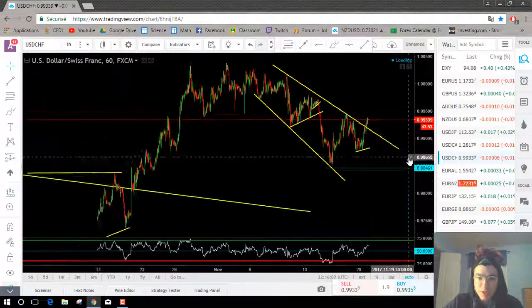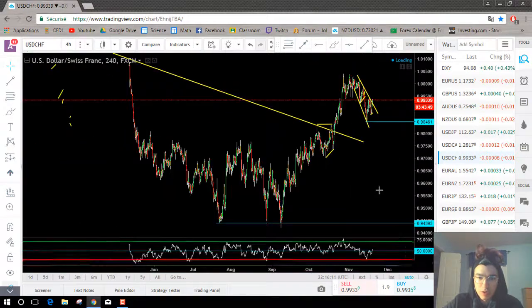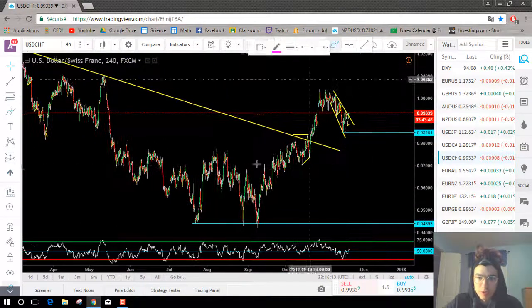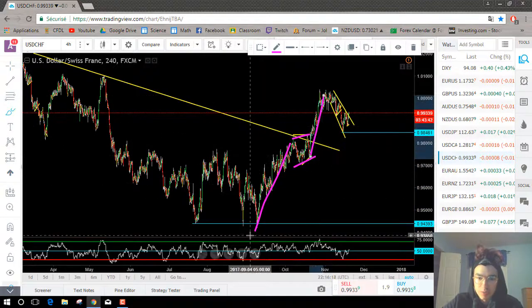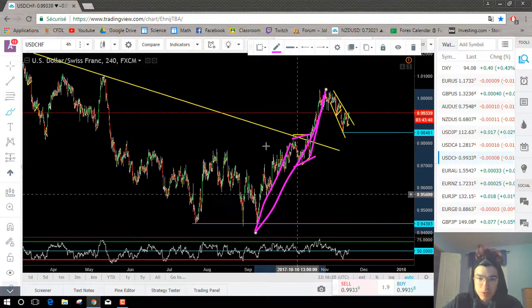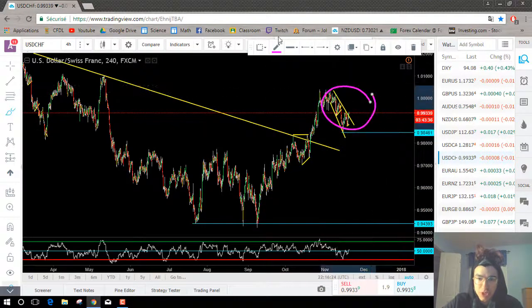USD CHF, so we are, let me show you on the 4 hour. We are making a correction right here. So all of this is the impulse. We have a small one right here. We have another impulse, but all of this will only be one impulse in the end, because I think that here it's actually making the main correction.